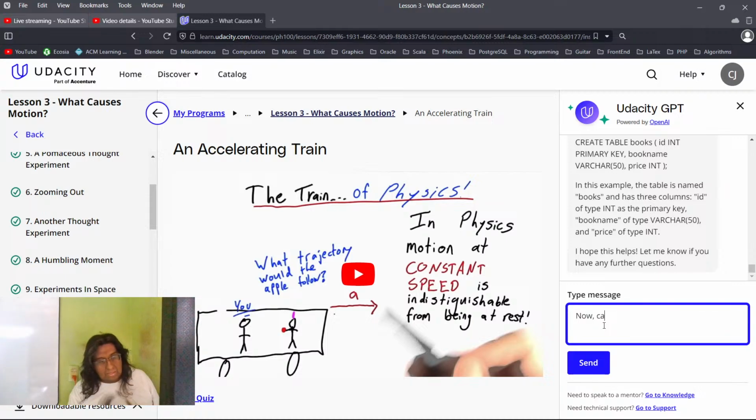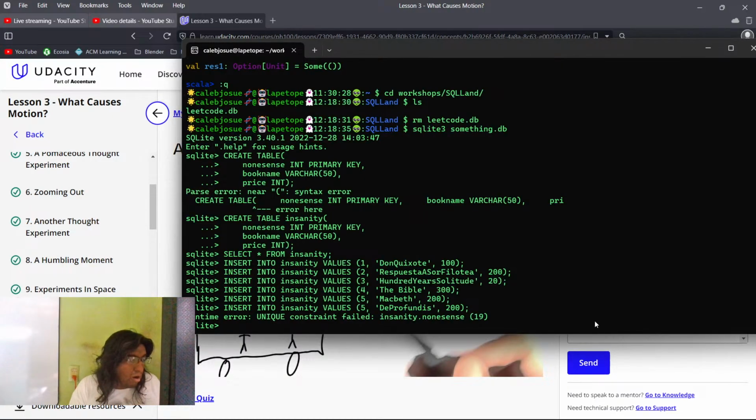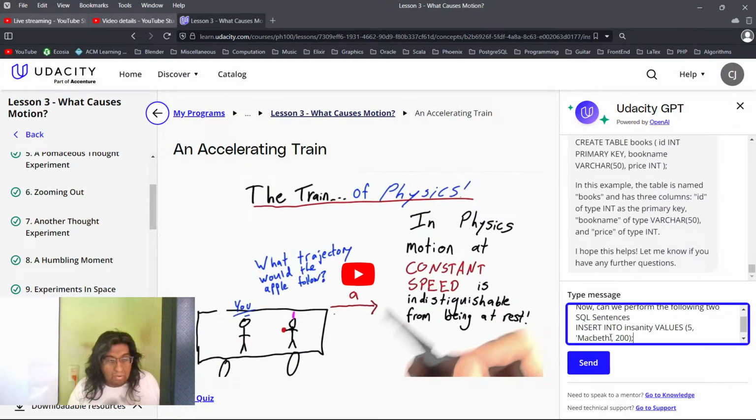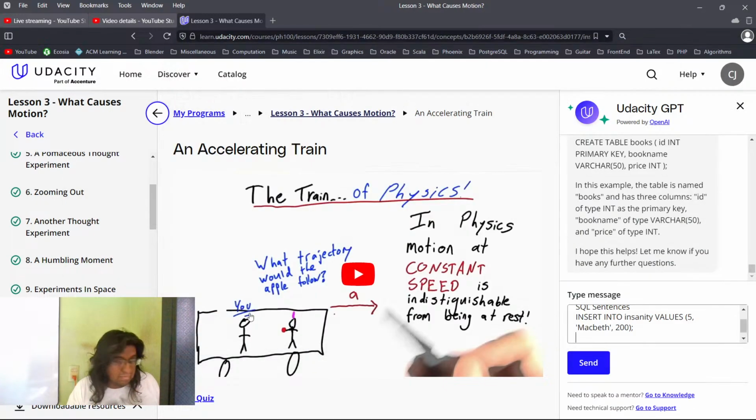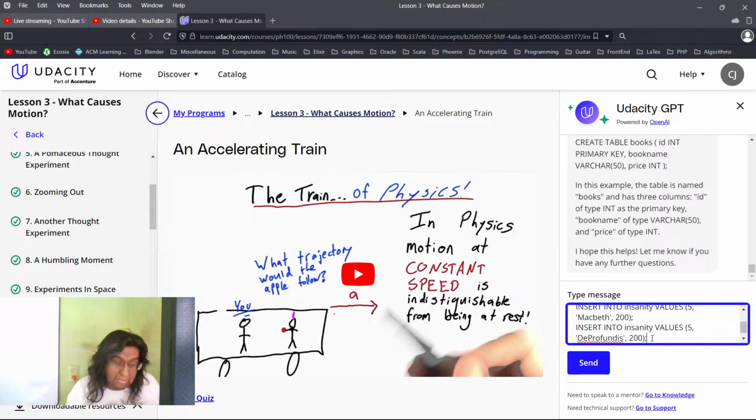Now, can we perform the following two data manipulation, data definition SQL sentences on the aforementioned table?